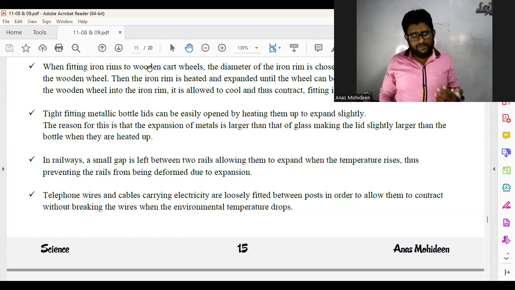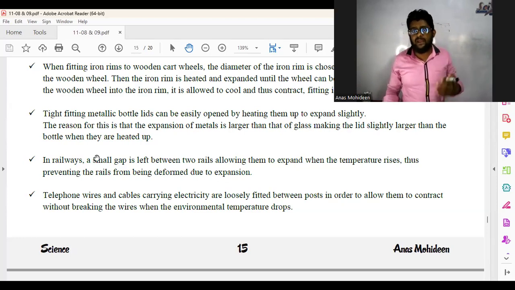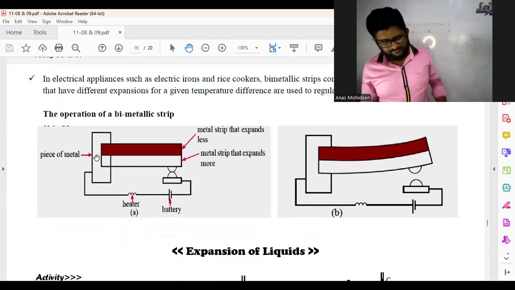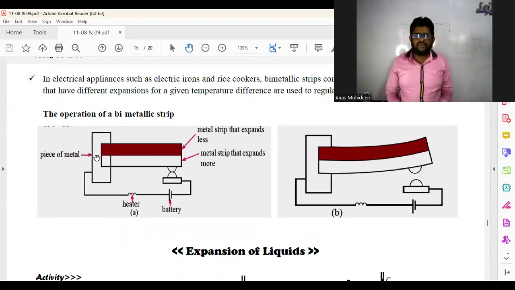So these are a few examples where we see the thermal expansion of solids in use. Some more examples are also there. Have a look. Now, electric irons, when you are using them, do you all iron your clothes? Tell me. Do you iron your clothes?